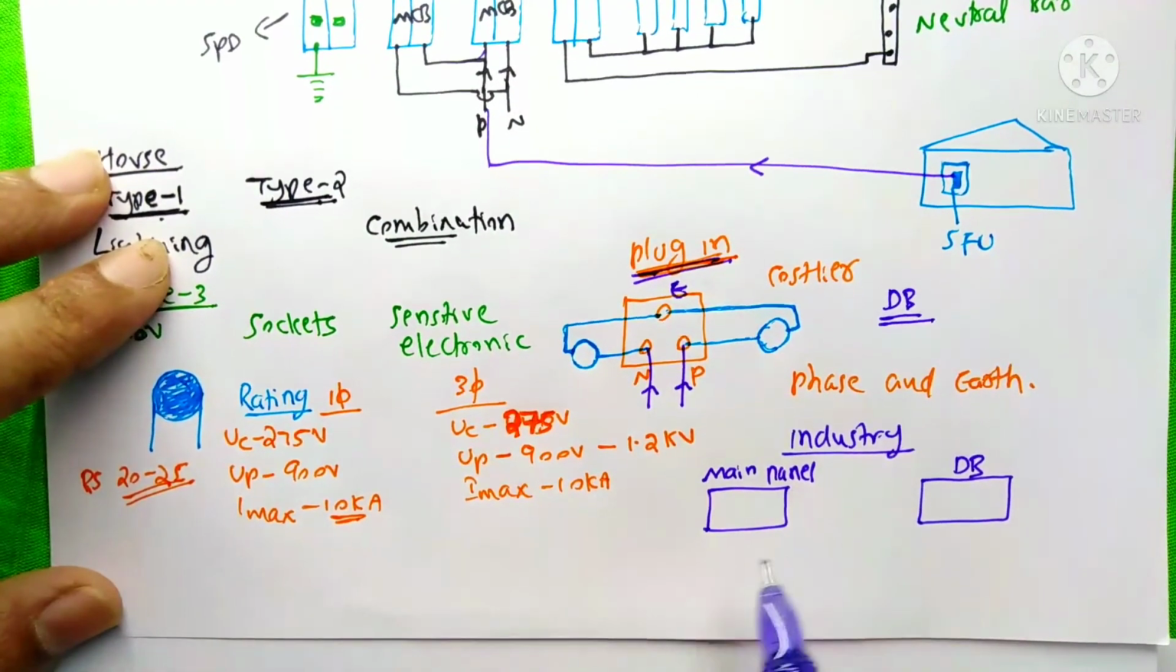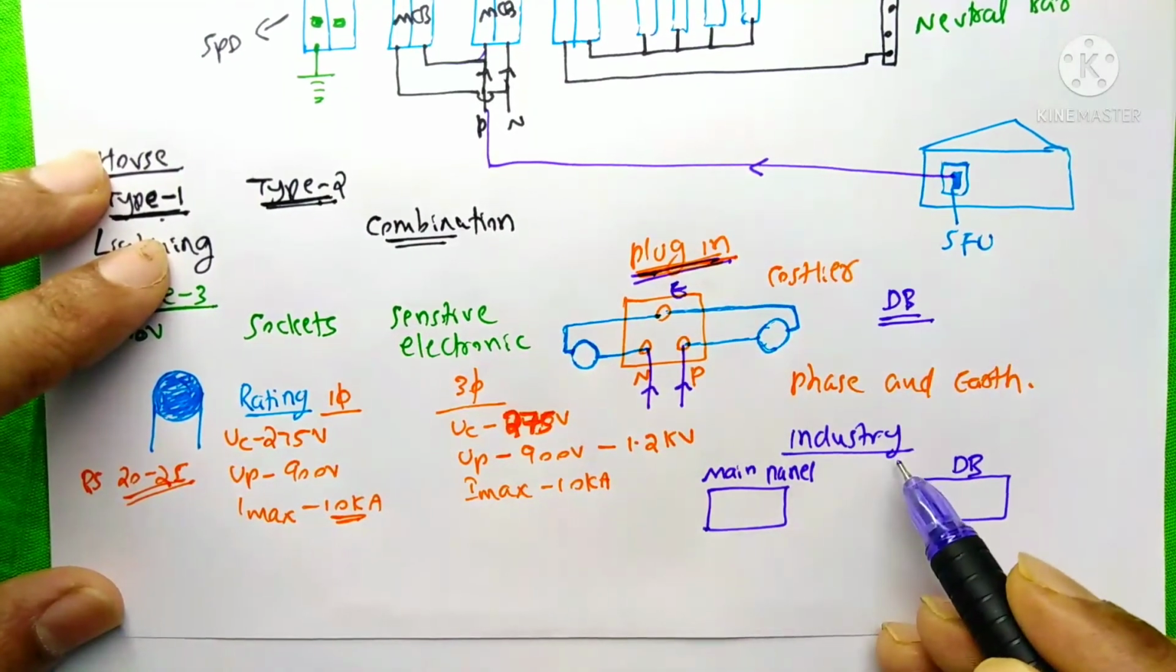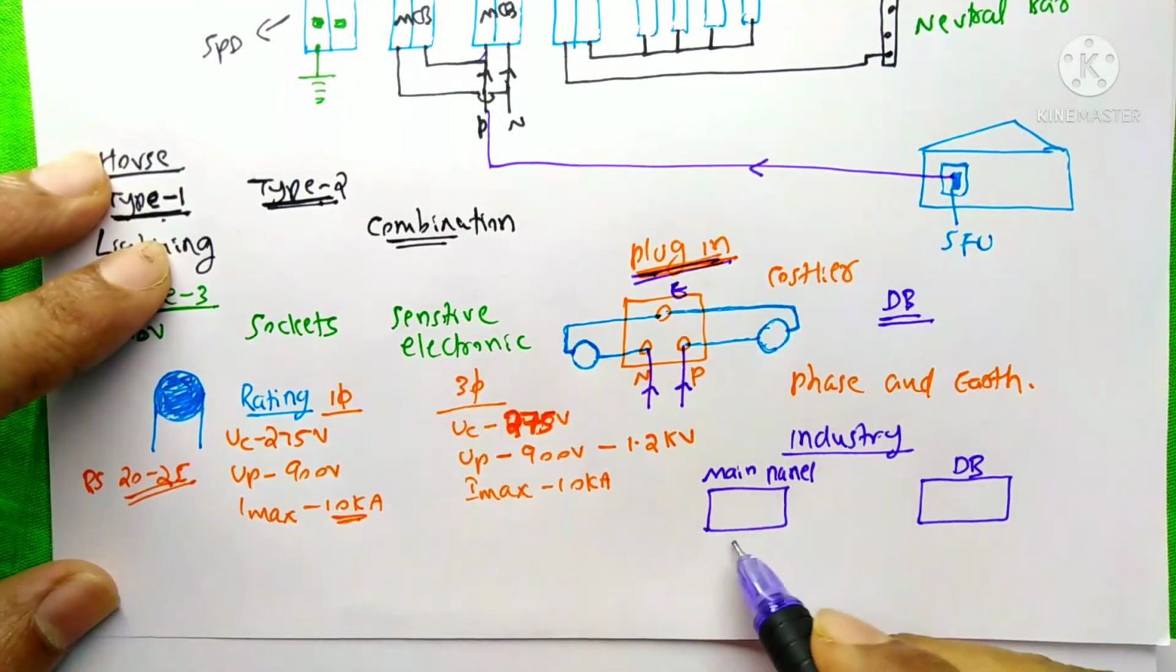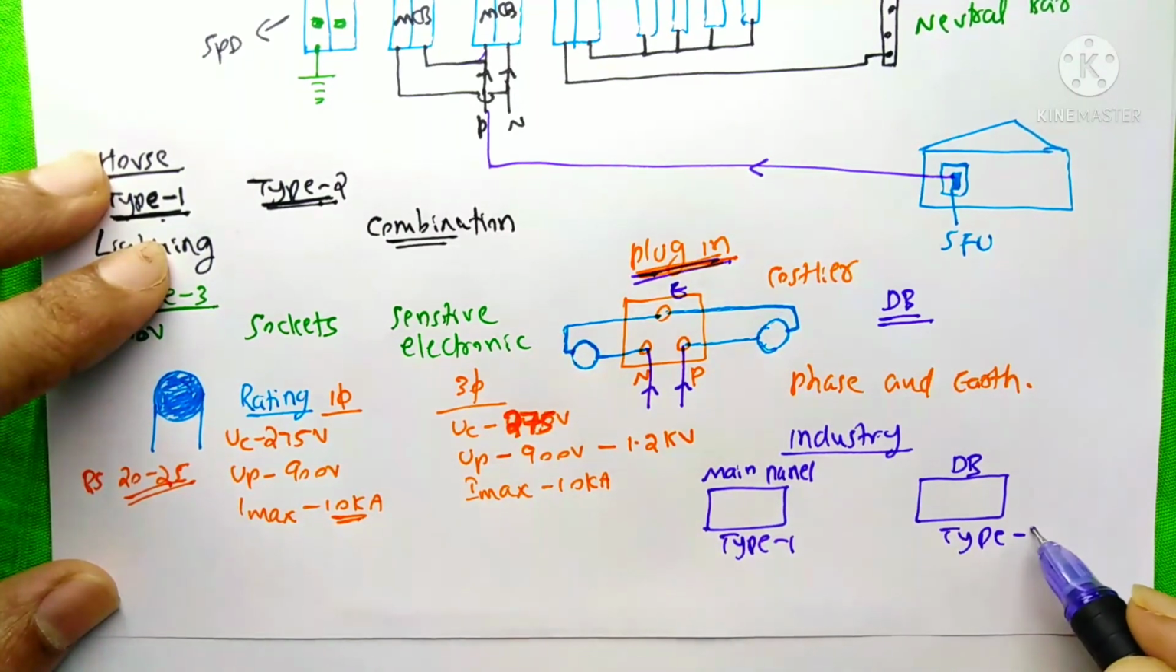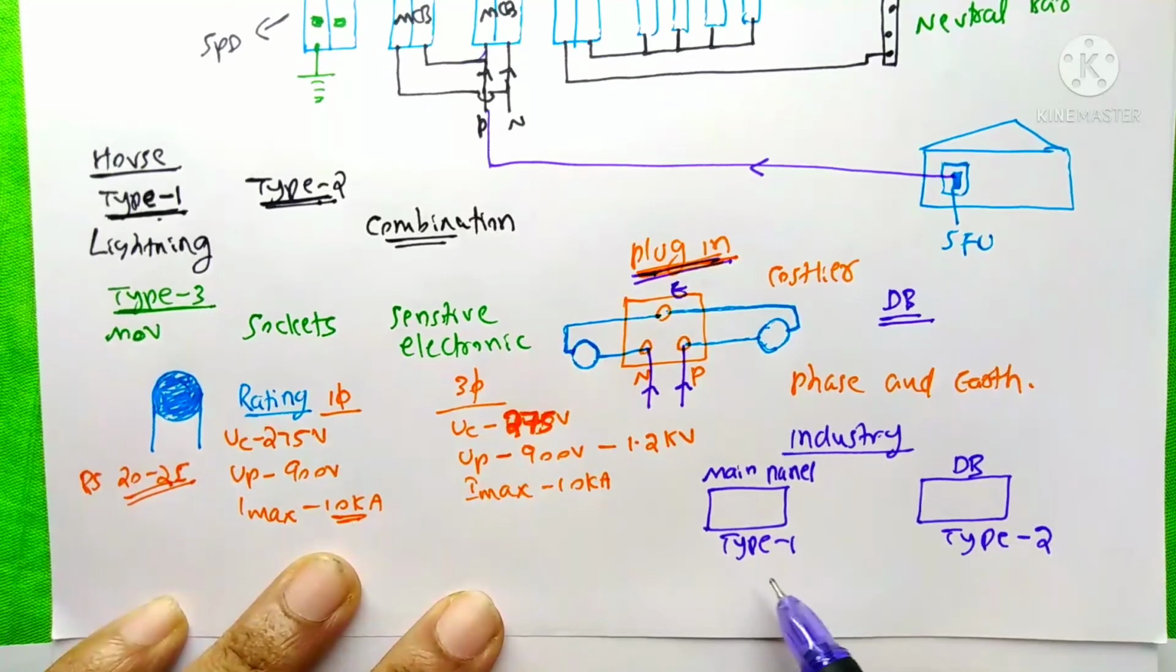And if you are going to connect an SPD for industrial purposes, then always purchase the type 1 SPD for your main panel and the type 2 for the distribution board. If you do it like this, then these SPDs work together on a coordination basis.